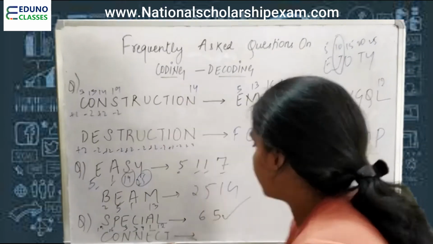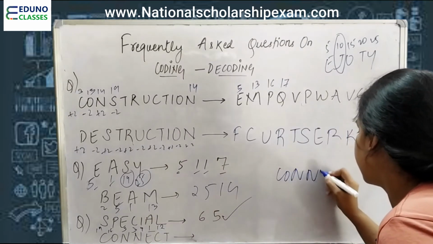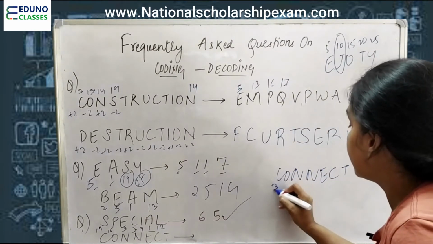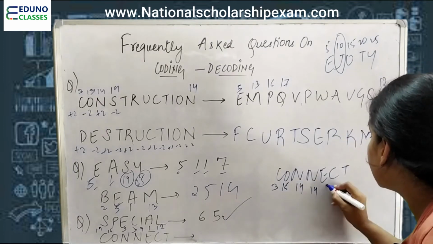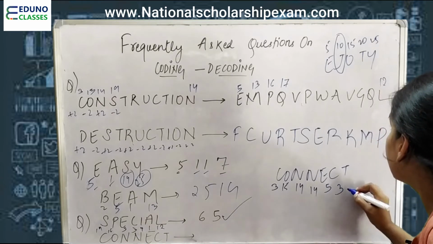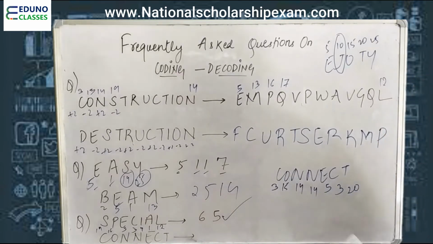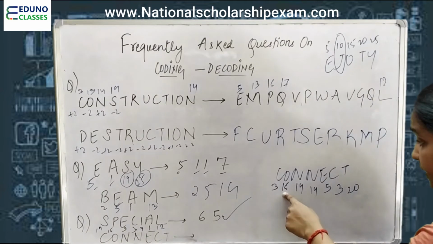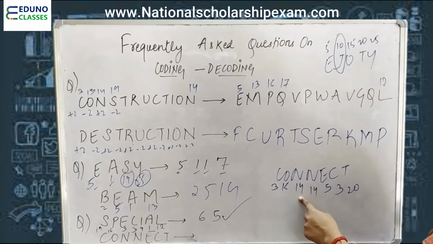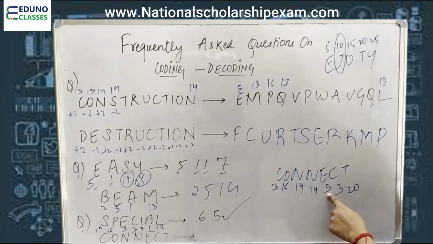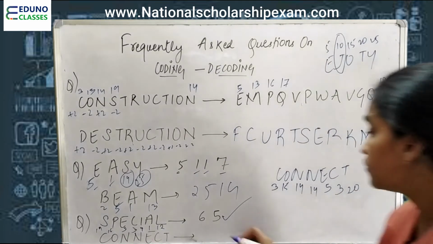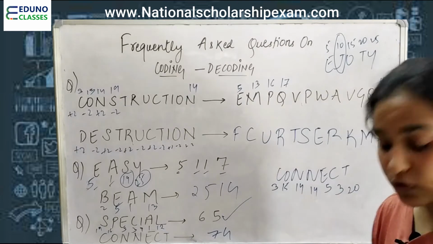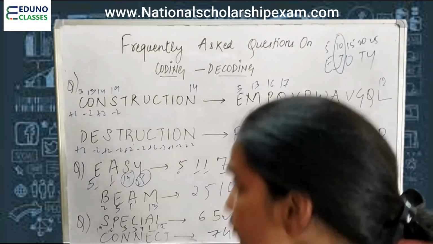Now we don't have space here, so let's write it here. What are the respective numbers? 3, 15, 14, 14, 5, 3 and 20. Let's add this. 3 plus 15 is 18, 18 plus 14 is 32, 32 plus 14 is 46, 51, 54, 74. So here it is 74. Now let us see another type of question.